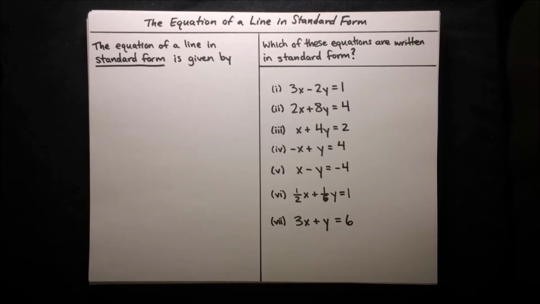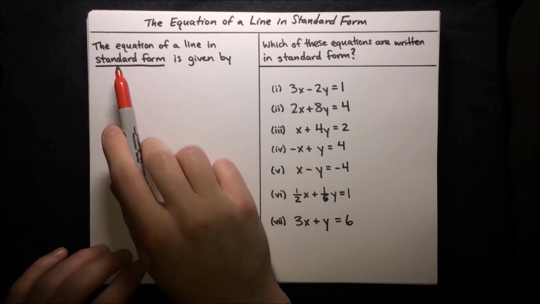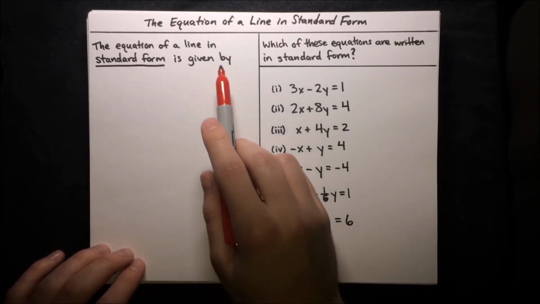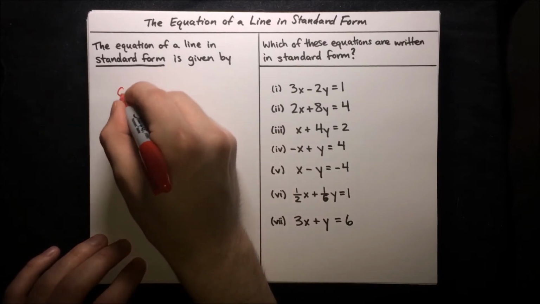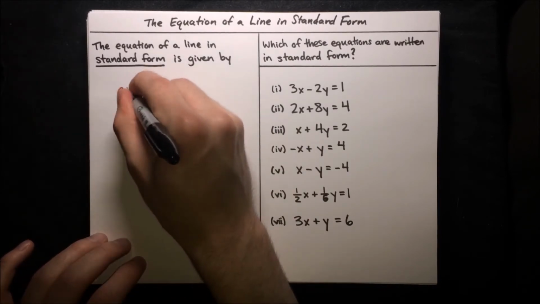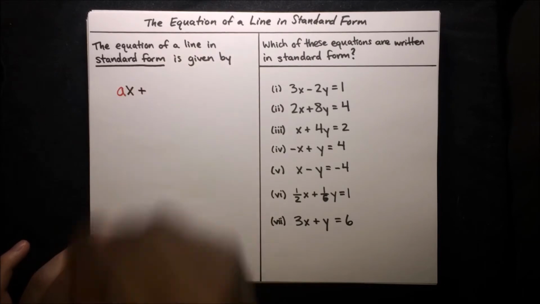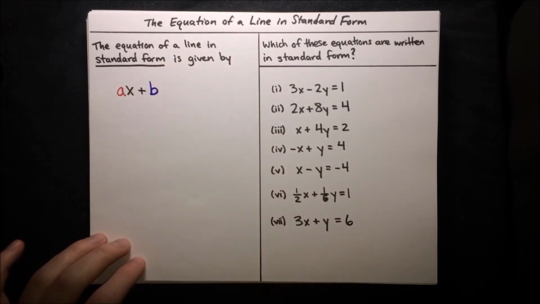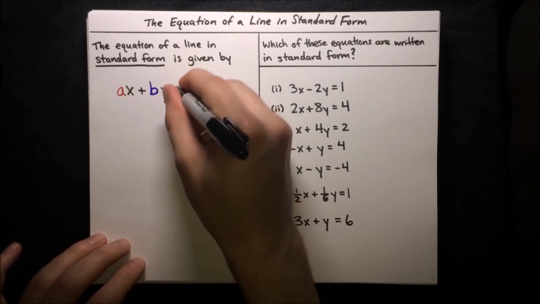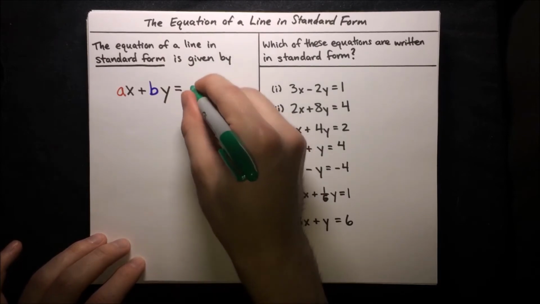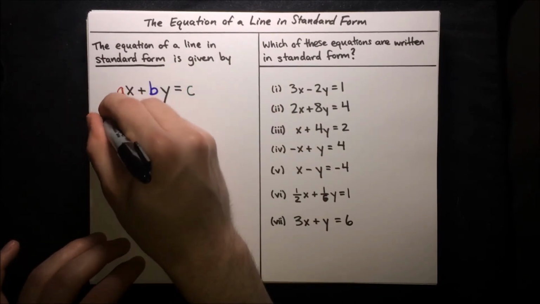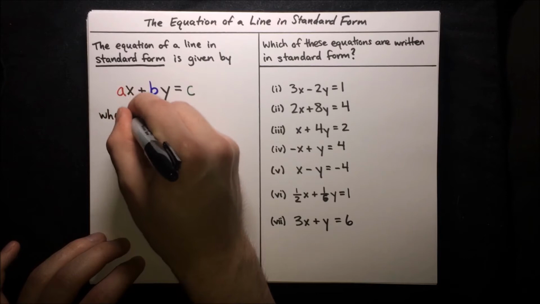In this video, I'm going to talk about the equation of a line in standard form. So first of all, let's define standard form. The equation of a line in standard form is given by this format. There's a times x, then plus b times y, and that's equal to c, where the following conditions hold true.